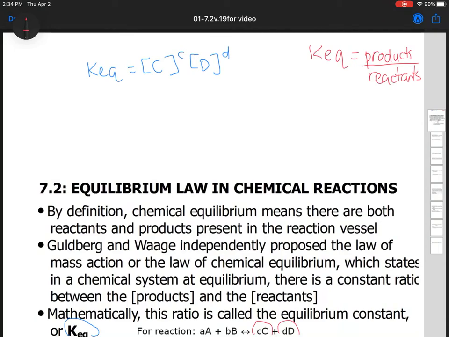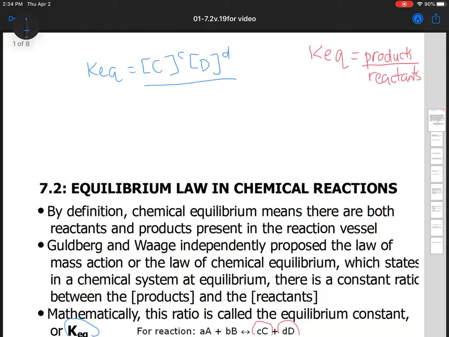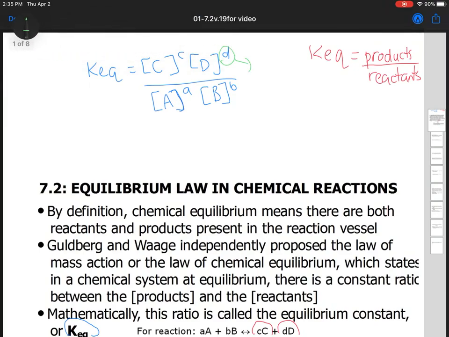So here our products are C and D, so I put them on the top of the fraction. The good news is you do not need to do that chart method of figuring out the exponents. All you have to do is use the coefficients. So we have products over reactants, and the exponent is just simply the coefficient.